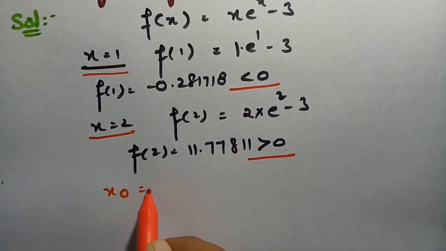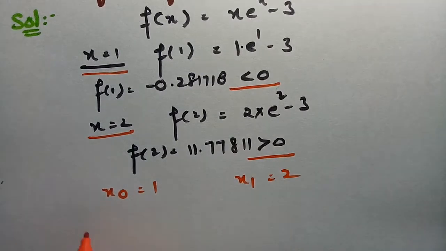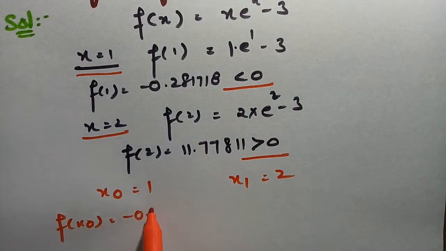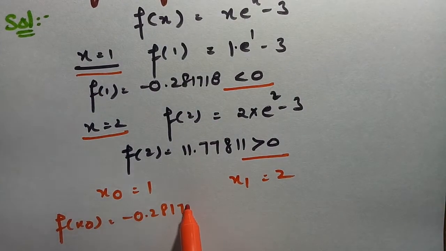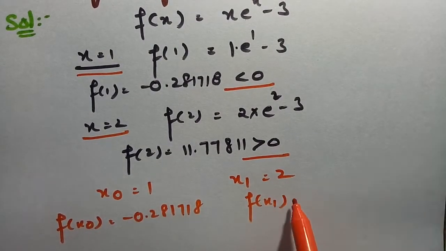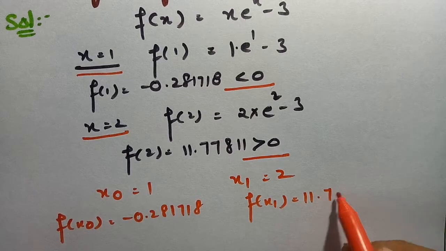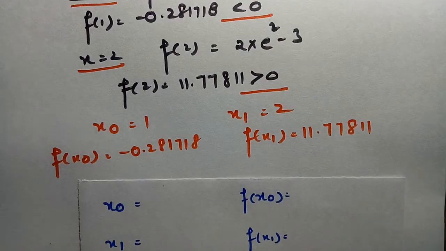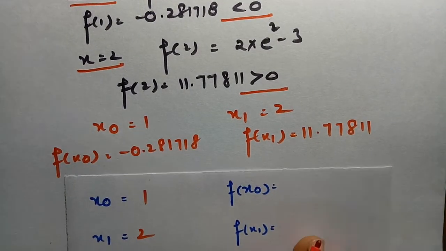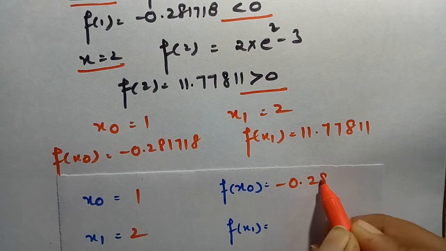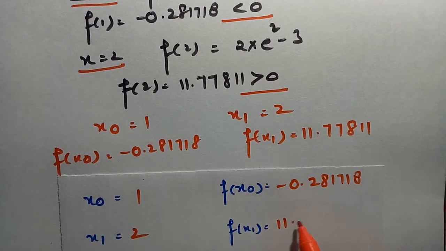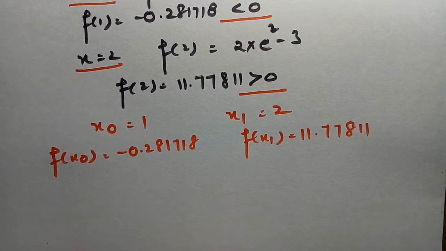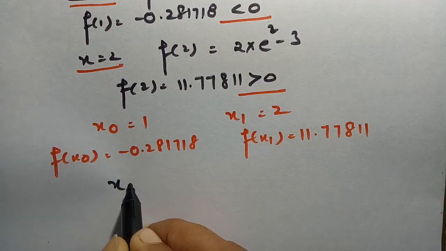So we have to consider x0 is equal to 1 and x1 is equal to 2. What is our f of x0 value? This is minus 0.281718, and f of x1 value is equal to 11.77811. We have to make a note of these values: x1 is equal to 1 and x2 is equal to 2, with f values minus 0.281718 and 11.77811. Next we have to go with x1 and x2.